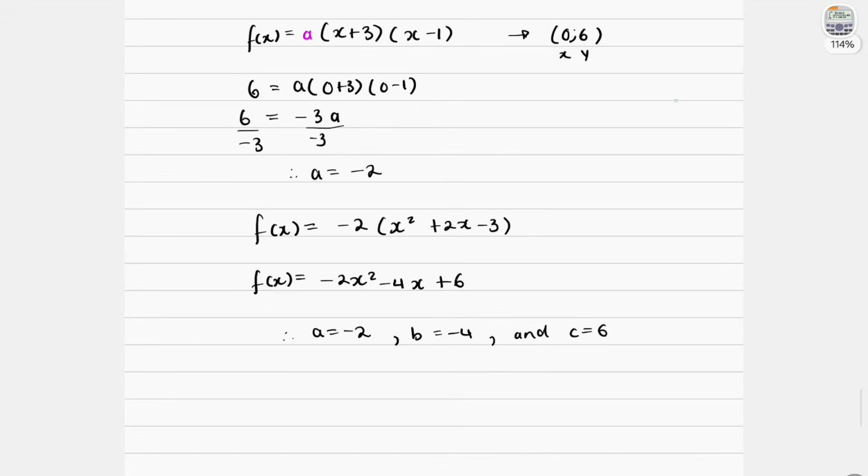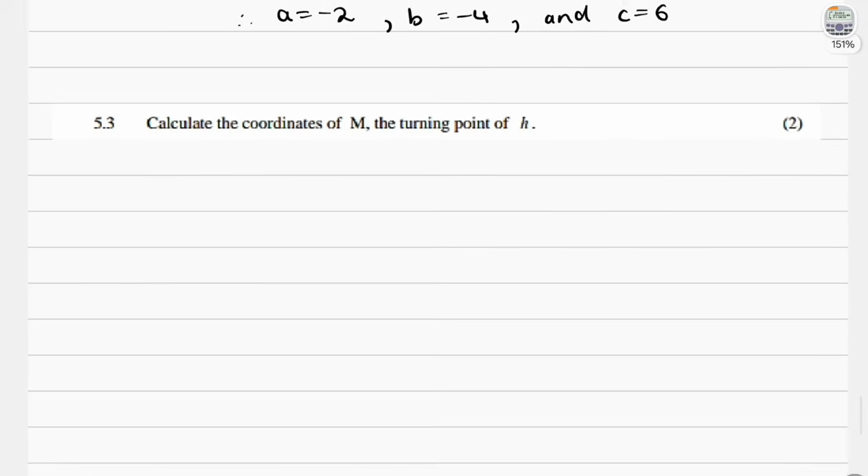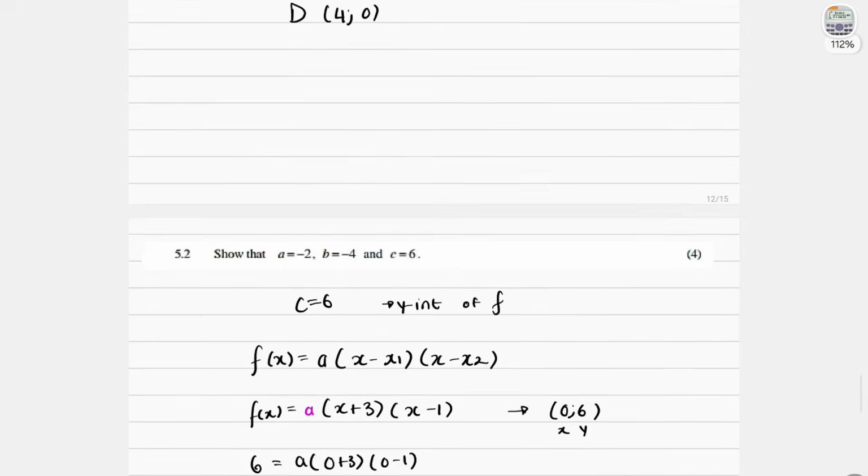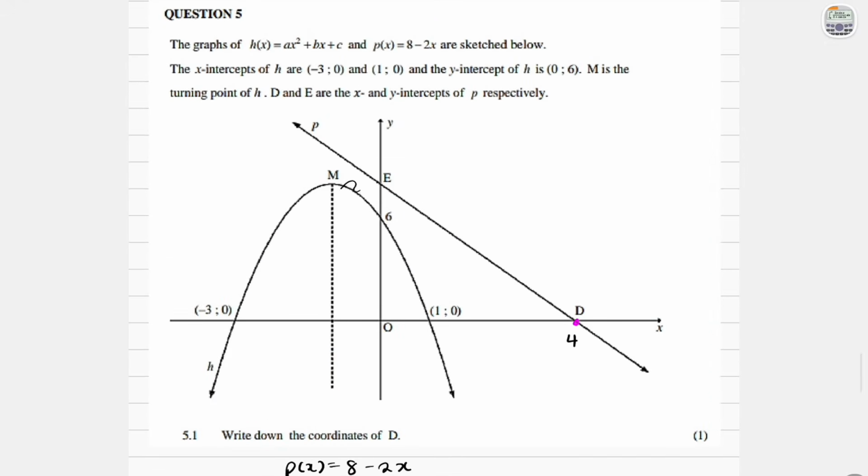Moving on to the next question. Question 5.3 says, calculate the coordinates of M, the turning point of h. So the turning point of our parabola. We can find that turning point because we have the full equation now in standard form, and we need to first find the x value.